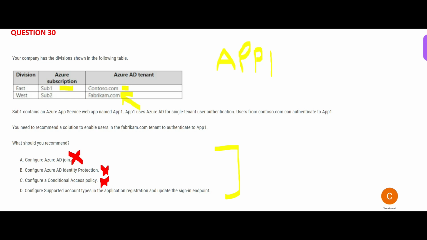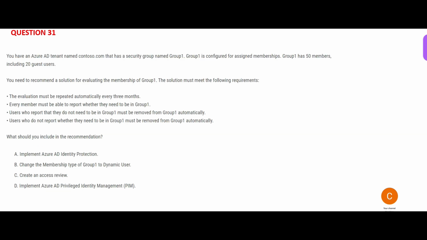Okay, and before that you have to ensure registration. Always remember this thumb rule. If another organization has to access your AD, then you have to follow this step. You have to ensure that you configure the supported account types in the application registration, and then you have to update the sign-in endpoint.